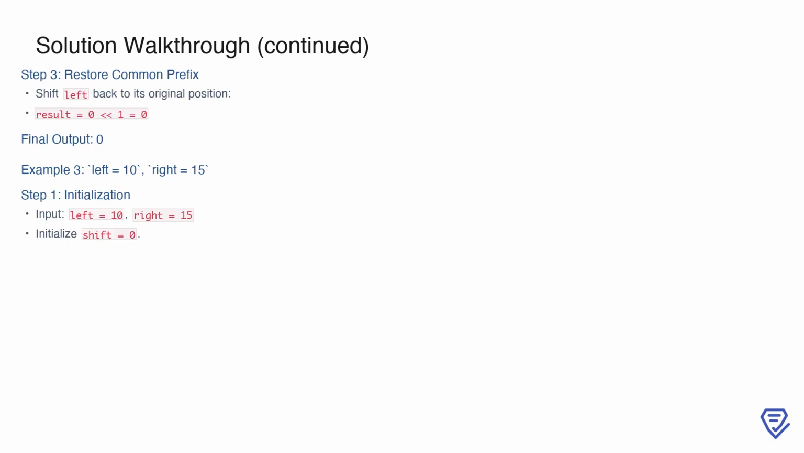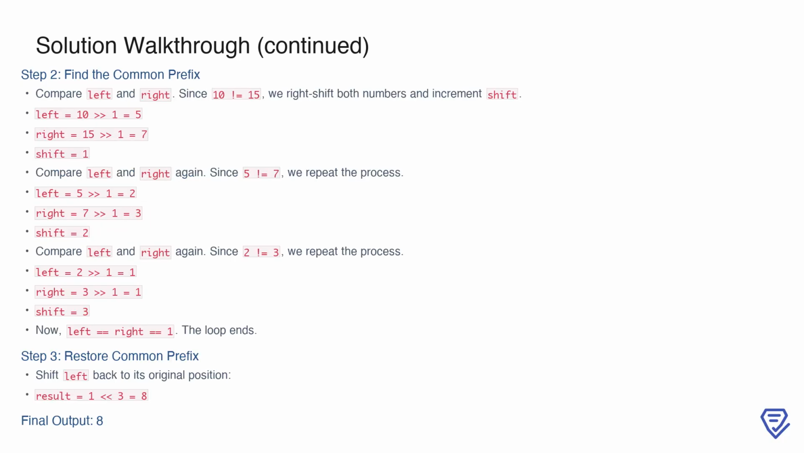Now, let's consider a third example where left is 10 and right is 15. Again, we start by initializing shift to 0. The goal remains the same, to find the common prefix shared by these two numbers in their binary representations. To find the common prefix, we compare left and right. Since 10 and 15 are not equal, we right shift both numbers by 1 bit and increment shift. After the first shift, left becomes 5 and right becomes 7, while shift is 1.